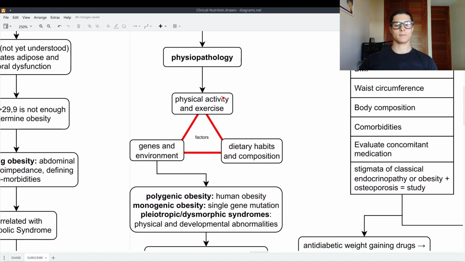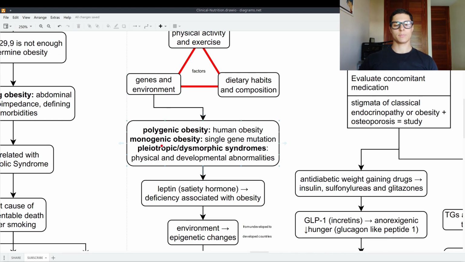Physiopathology. We have three main factors here that determine the occurrence of obesity: genes and environment, physical activity and exercise, and of course, dietary habits and composition of the diet. In the genes and environment, well, we have the polygenic obesity, which is the normal human obesity, the monogenic obesity, which is a single gene mutation, and the pleiotropic dysmorphic syndromes, physical and developmental abnormalities.